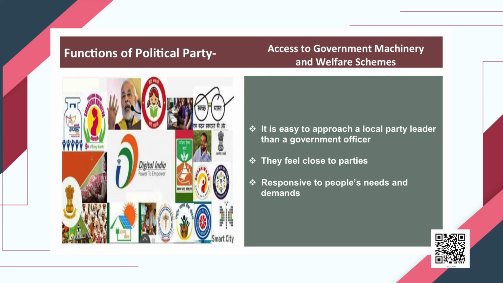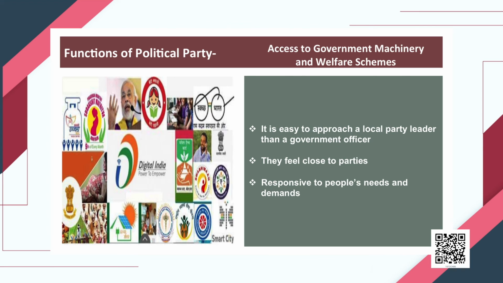Parties provide people access to government machinery and welfare schemes implemented by the governments. For an ordinary citizen, it is easy to approach a local party leader than a government officer. That is why they feel close to parties even when they do not fully trust them. Parties have to be responsive to people's needs and demands. Otherwise, people can reject those parties in the next elections.